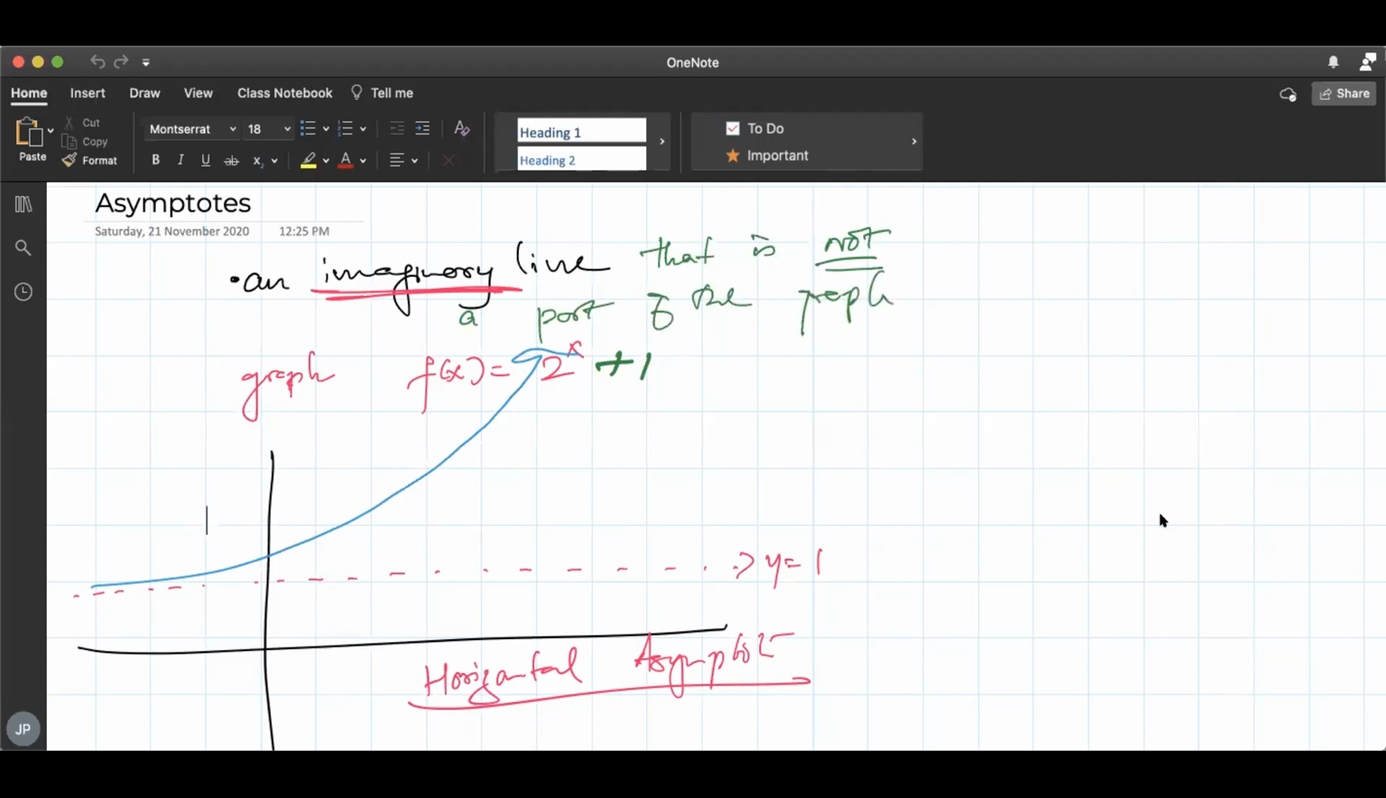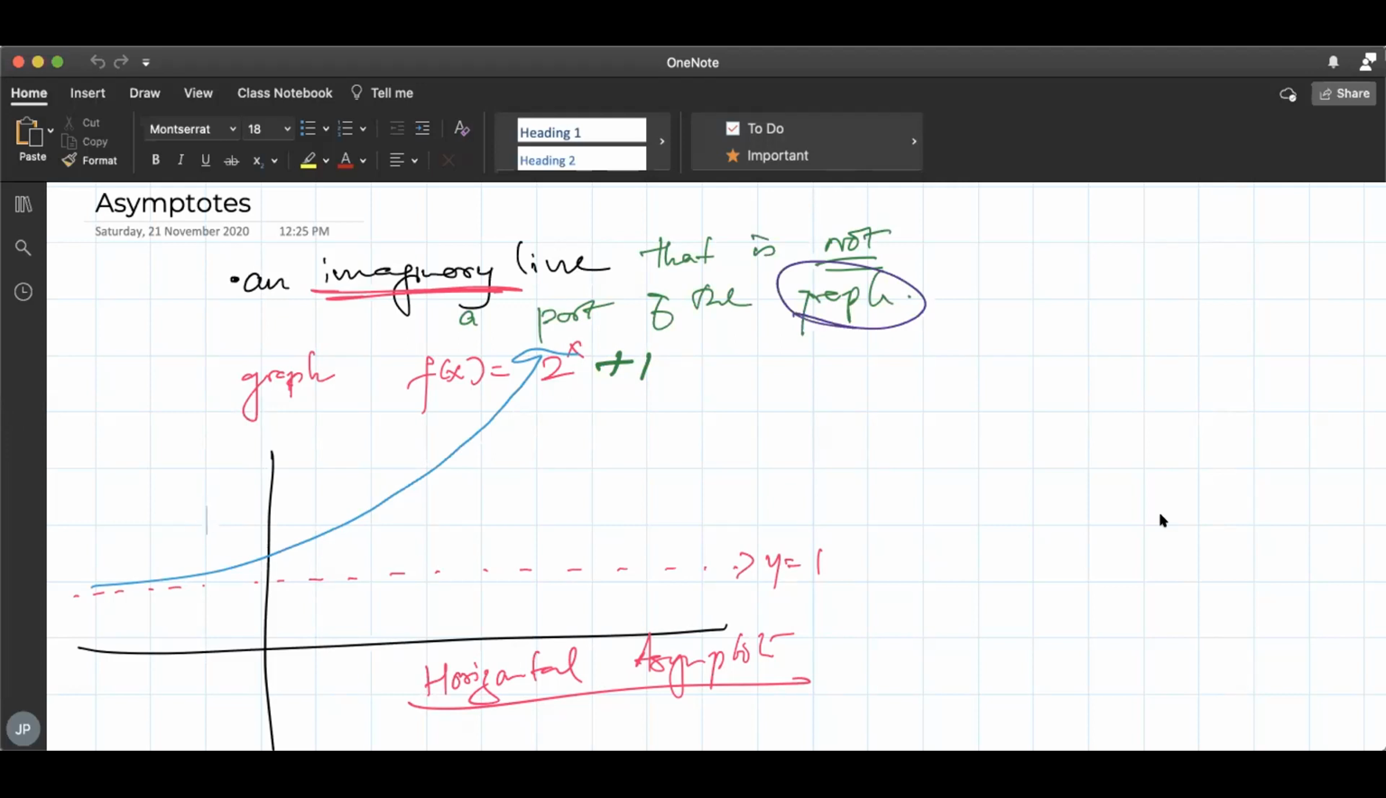I think you need to understand that it's not part of the graph, because a graph is a set of all the y values. The graph is a set of all the y values. The asymptote is an imaginary line that is not part of the graph, and the graph either moves away from or towards it. I won't give away more because we can discuss that later.